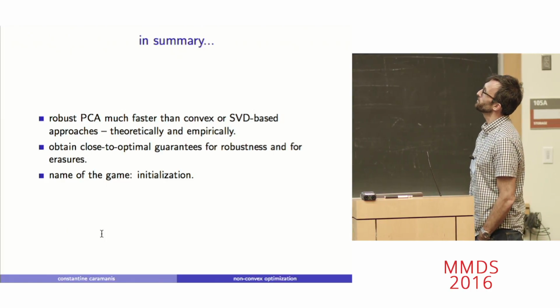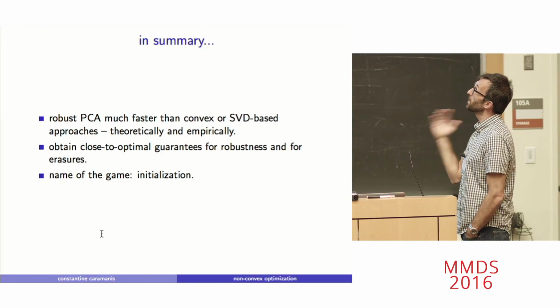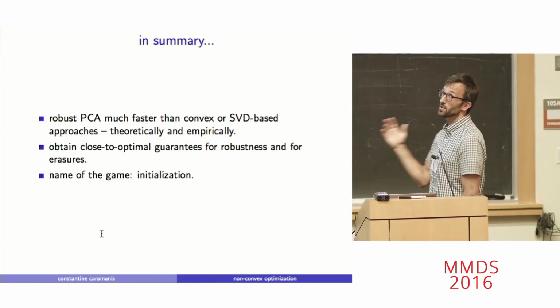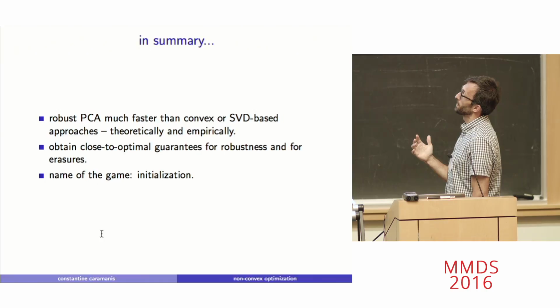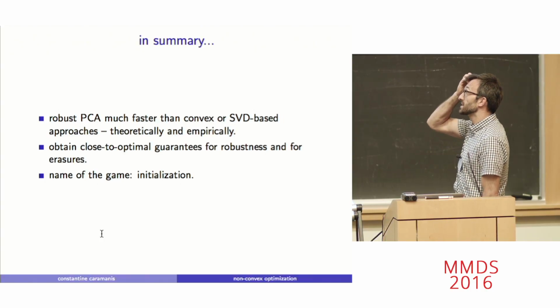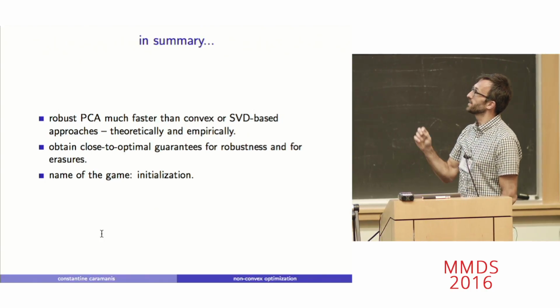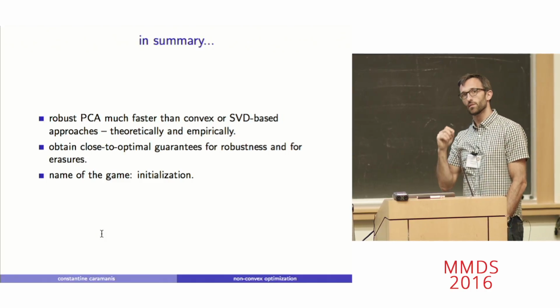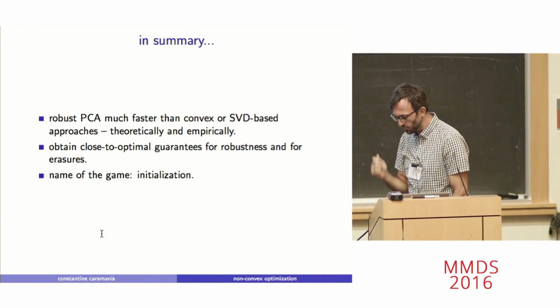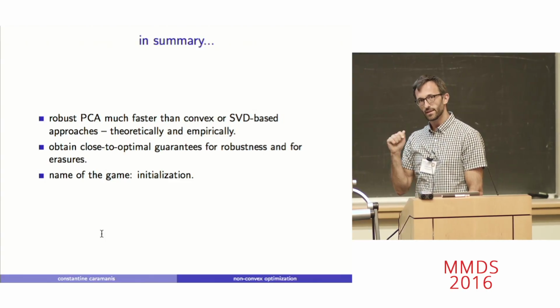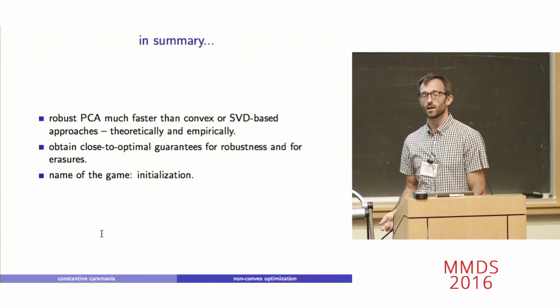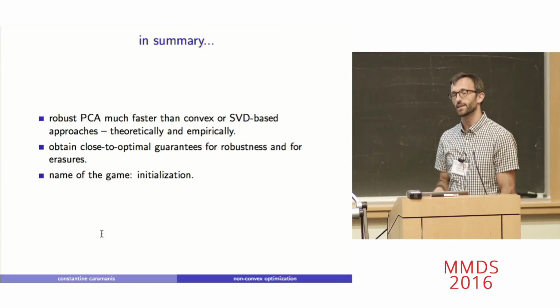So in summary, this is an approach that's really much faster than convex or even other approaches that we're aware of. But I really think the name of the game in these types of problems is understanding how the initialization fits in. Efficient initialization techniques work with the kind of conditions you need to guarantee things like local descent and local smoothness.